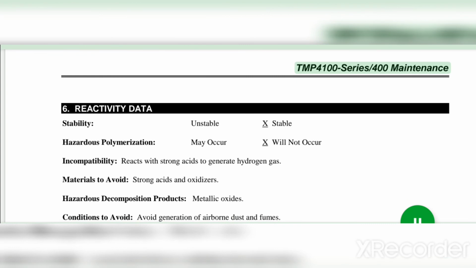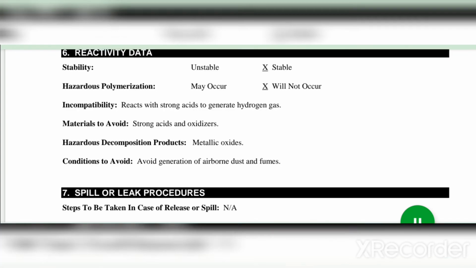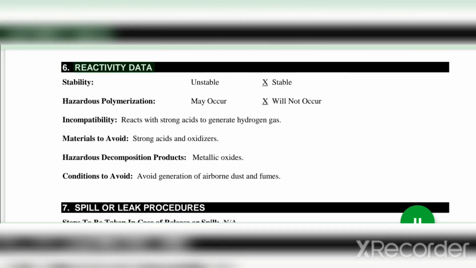TMP 4100 series/400 maintenance. A9. 6. Reactivity data. Stability: unstable, X stable. Hazardous polymerization may occur, X will not occur. Incompatibility: reacts with strong acids to generate hydrogen gas. Materials to avoid: strong acids and oxidizers. Hazardous decomposition products: metallic oxides. Conditions to avoid: generation of airborne dust and fumes.